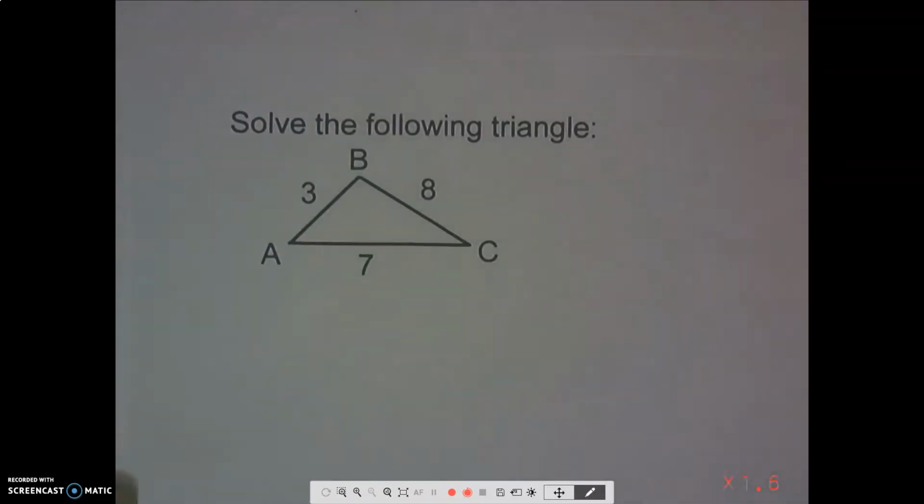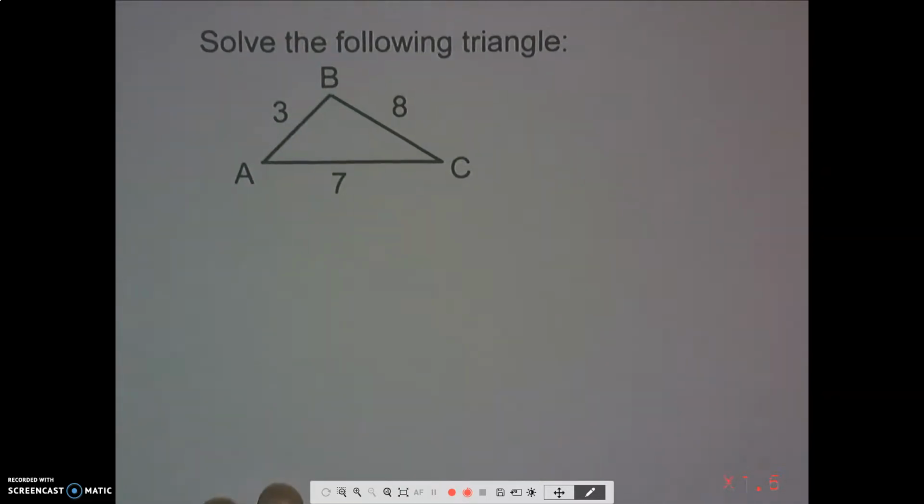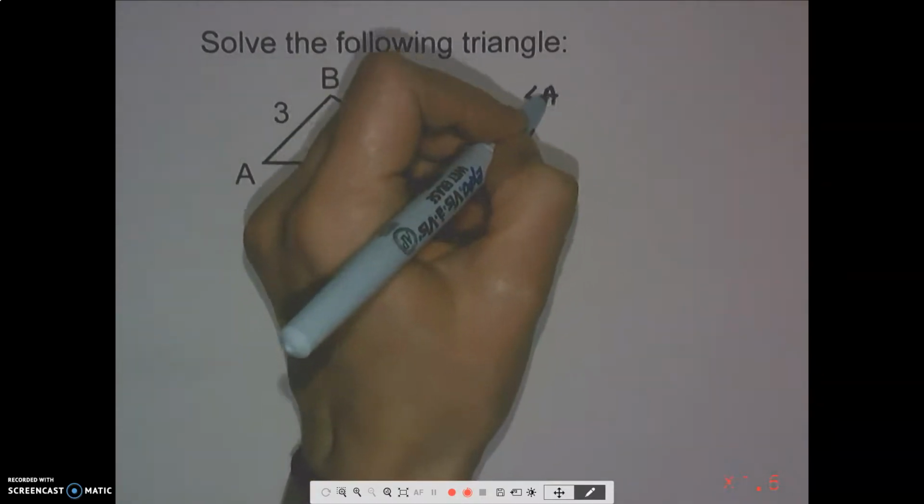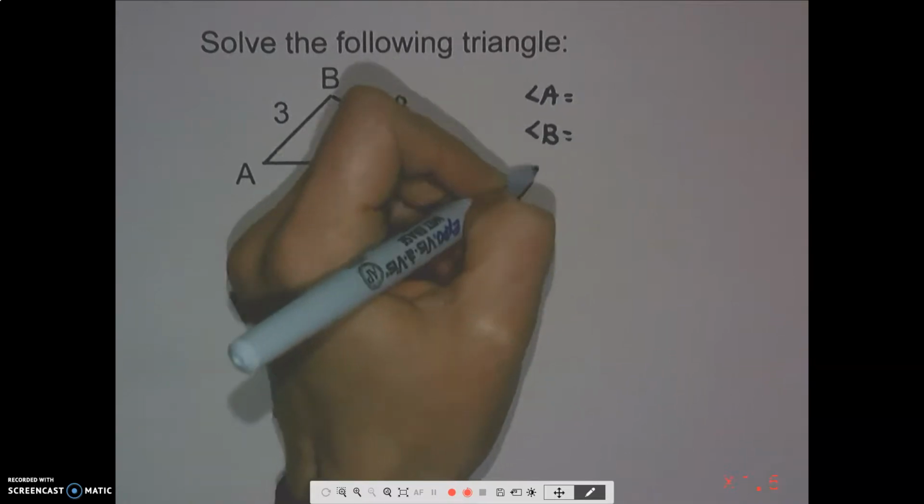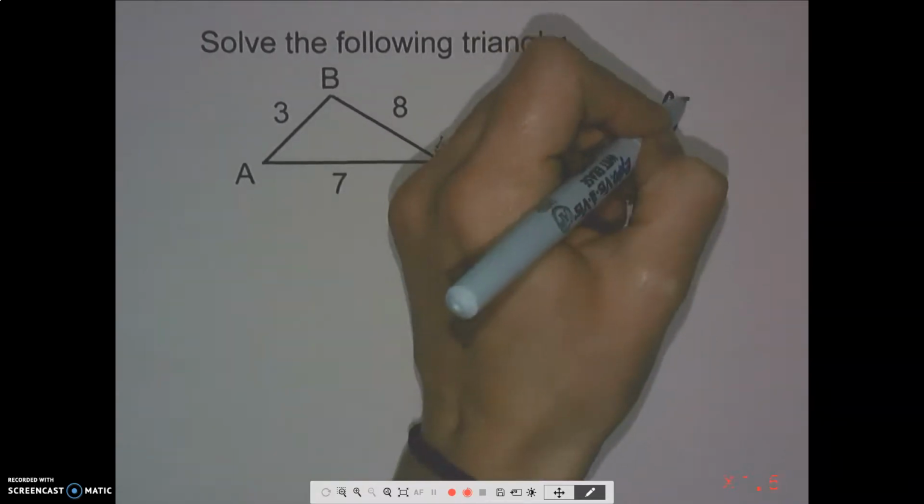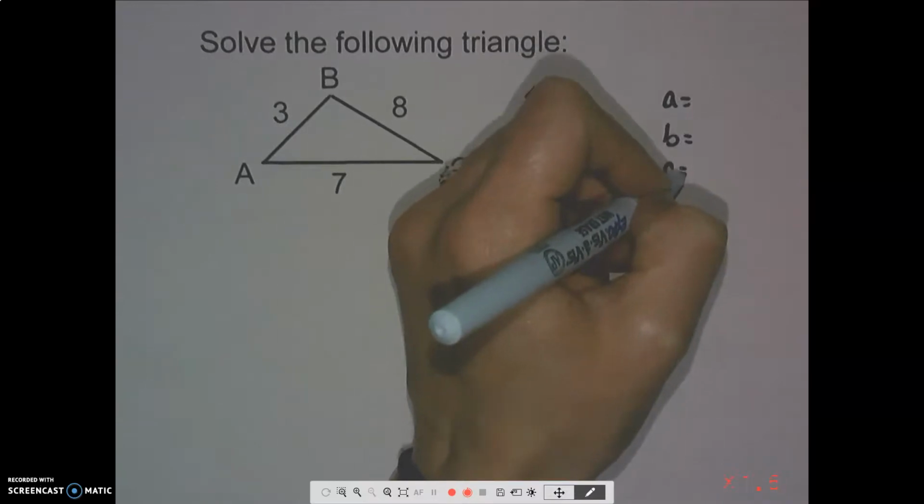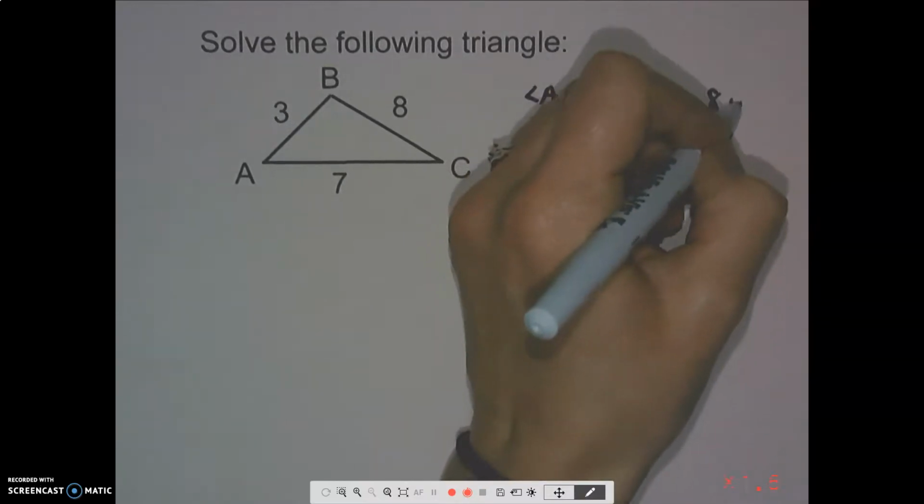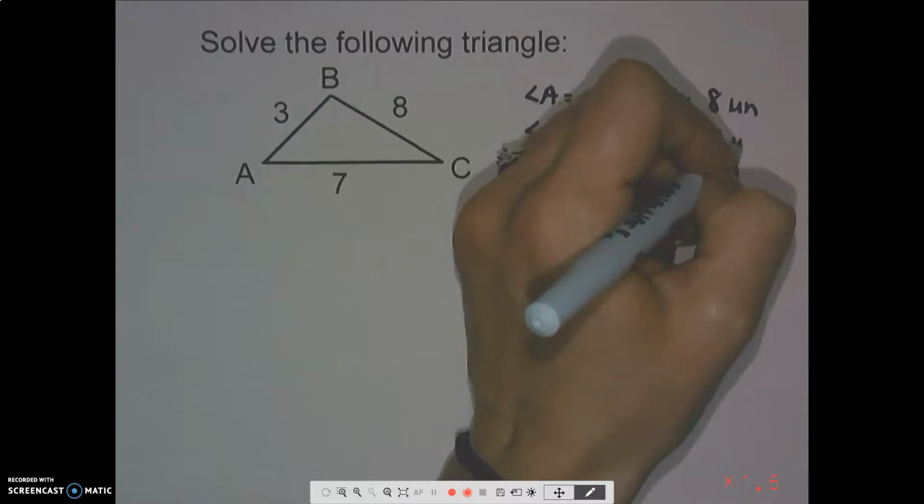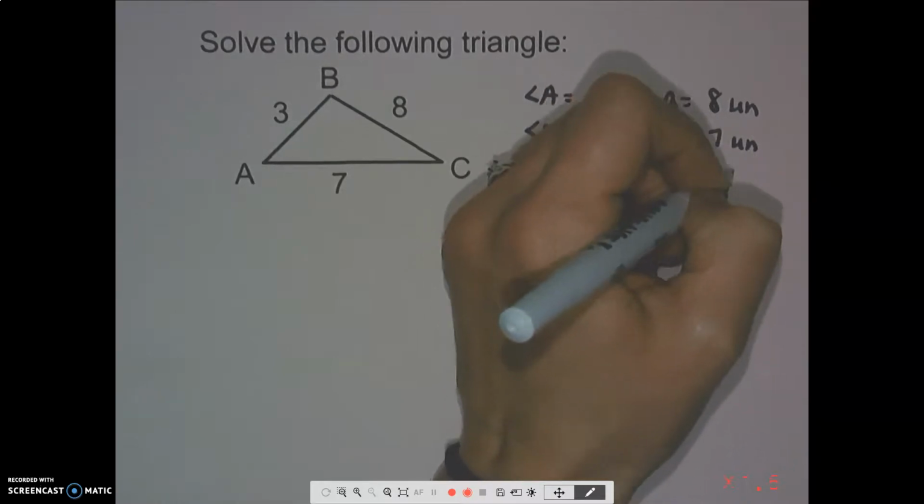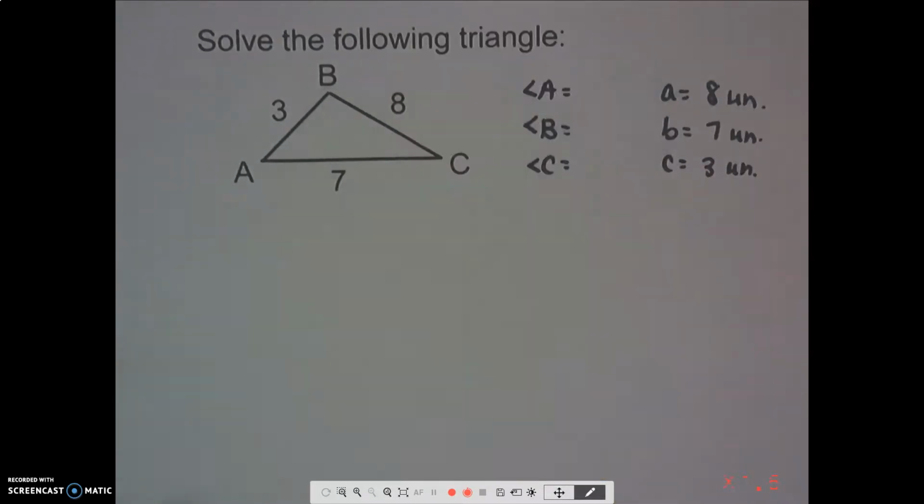So let's take a look at one more. Here, this is side, side, side. So we're given all three sides of the triangle, and we have to find all of the angles. So again, solve the triangle. We need to find all of the information, all sides, all the angles. Now, we don't know any of the angles. In this case, we know that a is 8 units, and b is 7 units, and c is 3 units. Now, if they give you this information, obviously we have to find an angle first, okay?